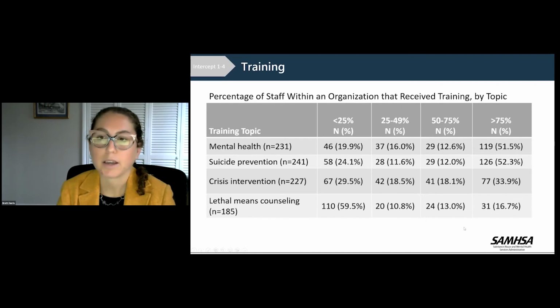I know there's a lot of data here, but I just wanted to point out that if you look at the left column, less than 25% of staff within an organization receiving training by topic, you can see that about 60% is the case for lethal means counseling. So there's a big gap there. And then we look just generally at suicide prevention training. We have a quarter saying that less than 25% of their staff have been trained in suicide prevention. So generally speaking, there are gaps in training that we really should focus on in order to build our capacity. Next slide.